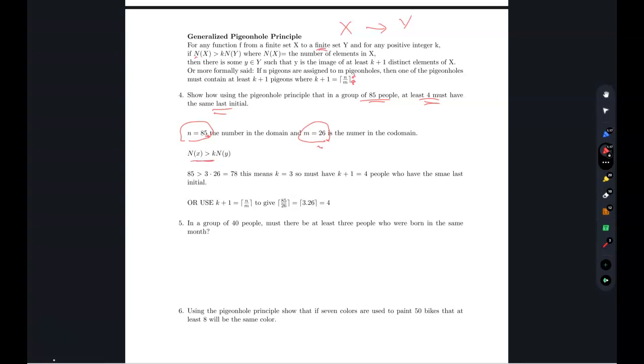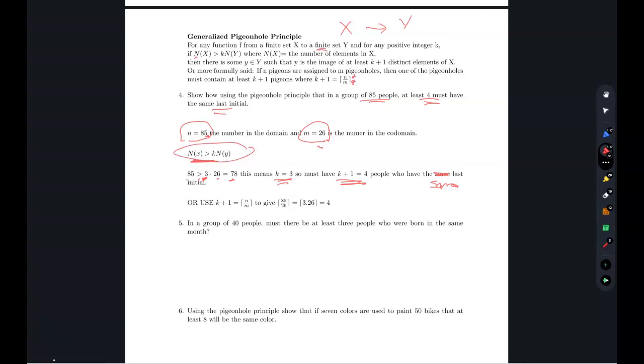And so we're going to use this little nifty formula that says the number in the domain is bigger than some number times the 26. So I know that 3 times 26 is 78. So that keeps the 85 larger than the 78. So that means k is 3. And so to answer the question, there's going to be k plus 1, or 4 people that have the same last initial. So that's one way to do it.